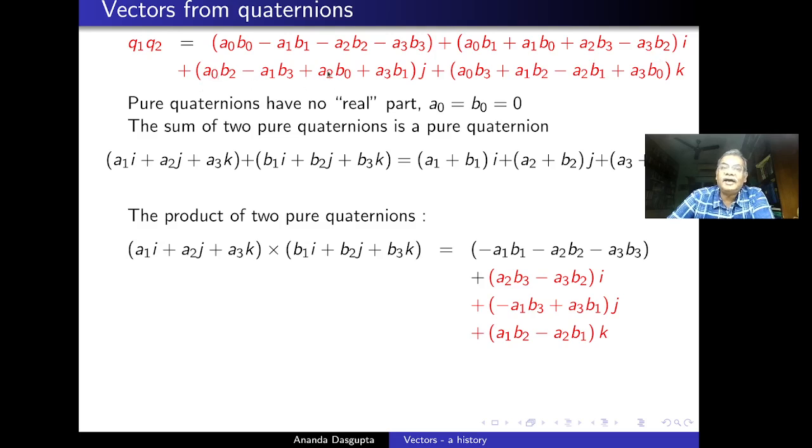Here, this term and this term would go away. You'll get minus A1 B3 plus A3 B1. And here you will be left with A1 B2 minus A2 B1, multiplying I, J and K.